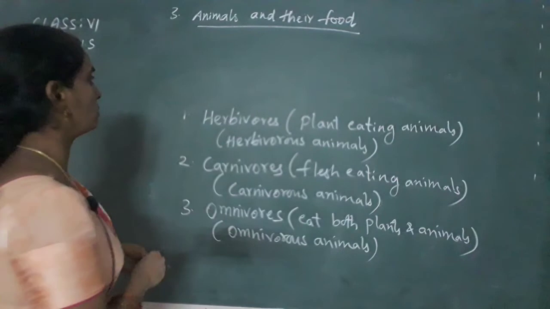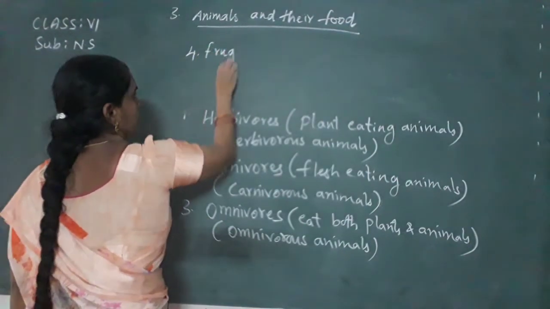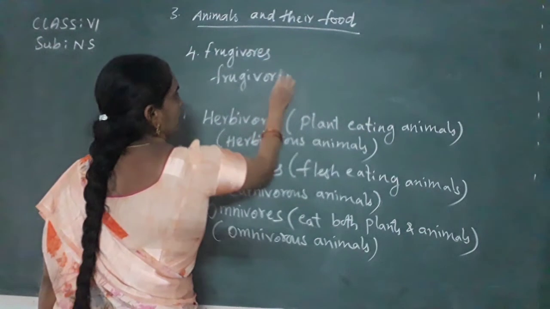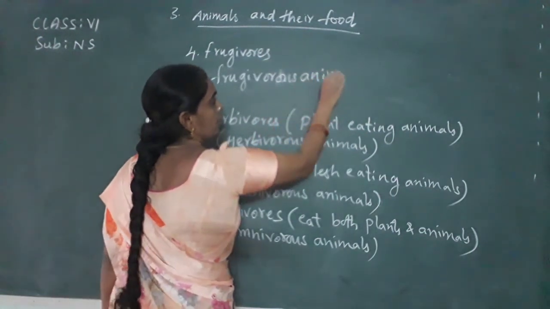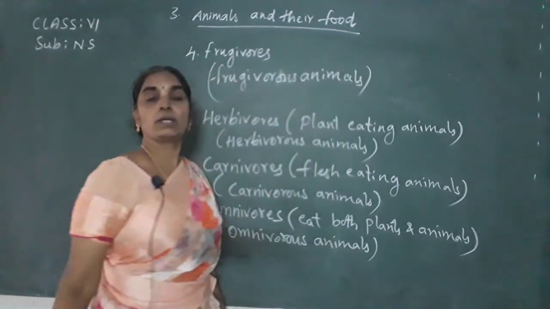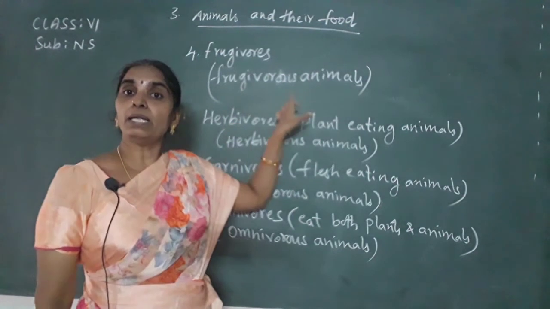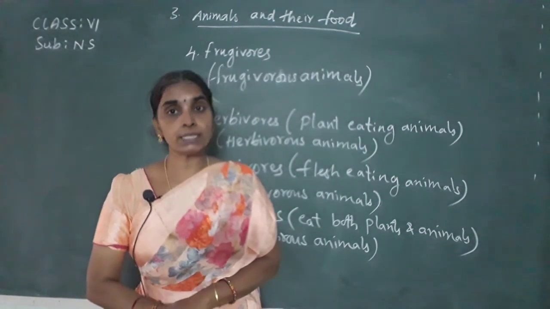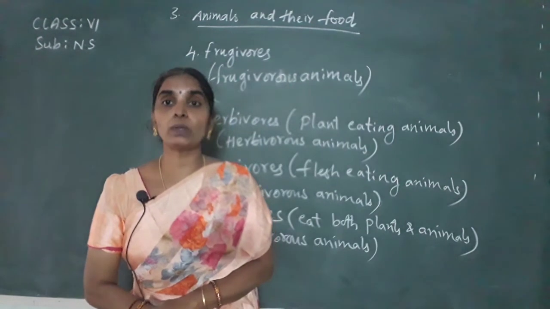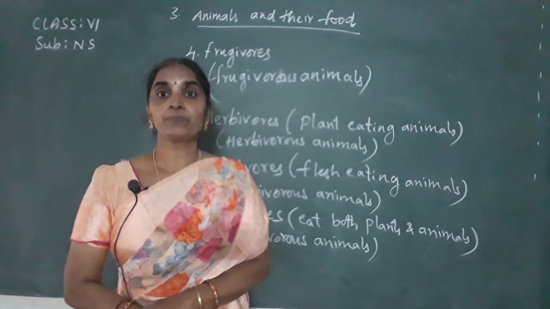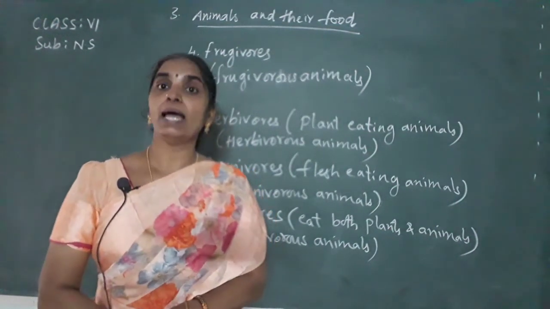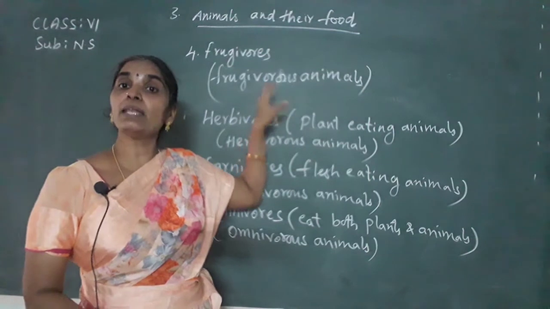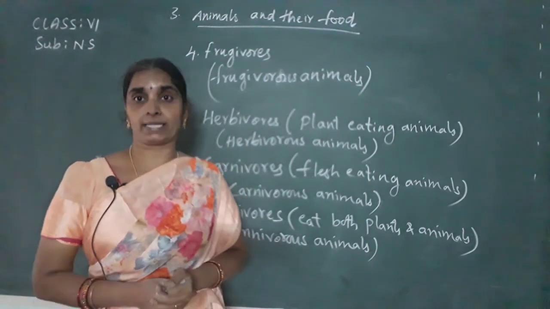What are frugivorous animals? They are also called frugivores or frugivorous. Especially the mammals, they are the mammalian herbivores. Hope you know what mammals are. Mammals are the animals which give birth to their young ones and feed their young ones with their own milk. So these are mostly the mammalian herbivores, and they depend on plant products for their food.